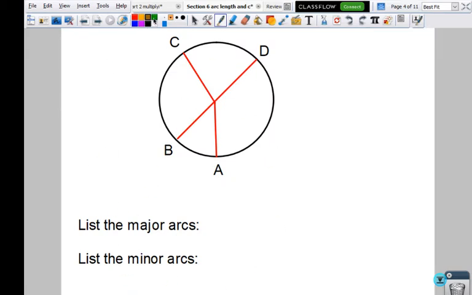So we're going to be working with arcs a little bit before we get into circumference and area stuff. Alright, so we're going to look at this shape, and we are going to list the major arcs. When I list arcs, I can do one of two things. I can list either 2 letters or 3 letters.